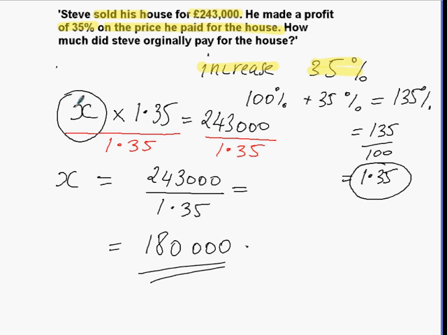So we did x, which is the original price, okay? And maybe I could have written original price times the multiplier, which is what I found here, is equal to the new price, which is 243,000. And then what I did was I've divided both sides by 1.35 because I wanted to get rid of the 1.35 and have x on its own. So I divided by 1.35 here, divided by 1.35 here. So that cancels out. And I'm left with just x on that side. And on this side here, I've got 243,000 divided by 1.35. Take the calculator, type this in, and get your answer.